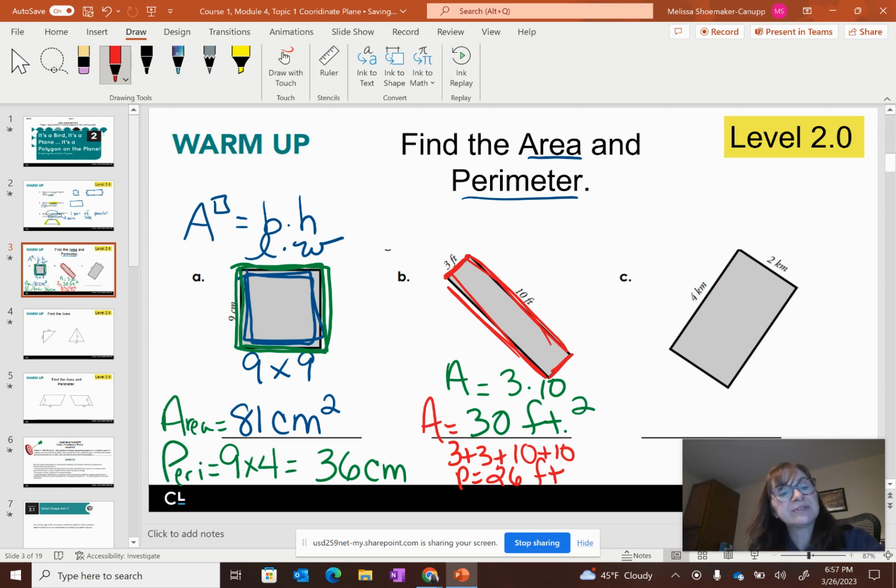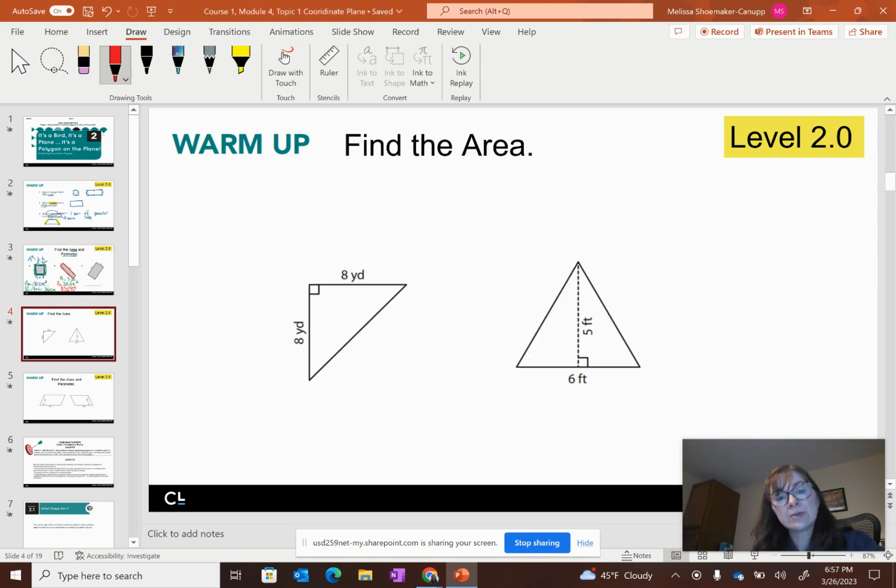You try the next one by yourself. Go ahead and pause the video. Try the next one. Let me check it. And I'm going to go ahead and move on to triangles. Area of a triangle equals the base times the height.